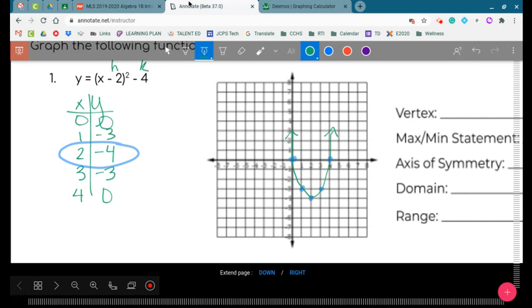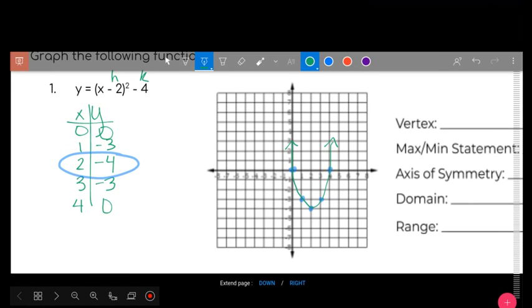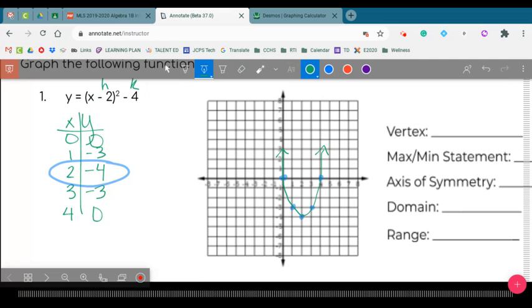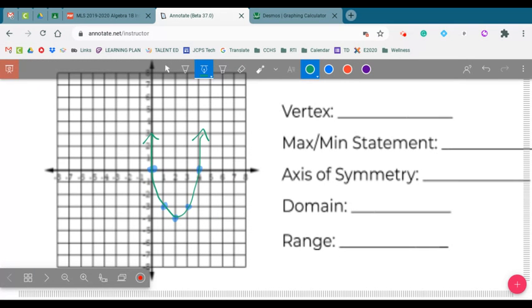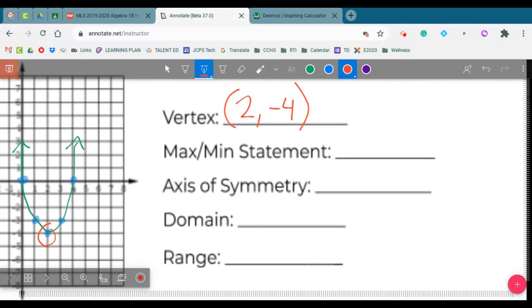Okay, let's go and identify the characteristics. So our vertex is right here. So that was 2, -4. That is the minimum. So it's going to be a min of -4, because it's my min y, at x equals 2. Our axis of symmetry is that imaginary line, so it's going to be x equals 2.